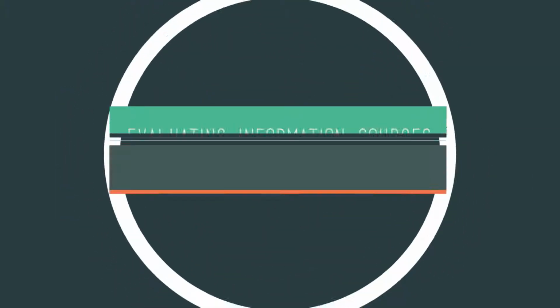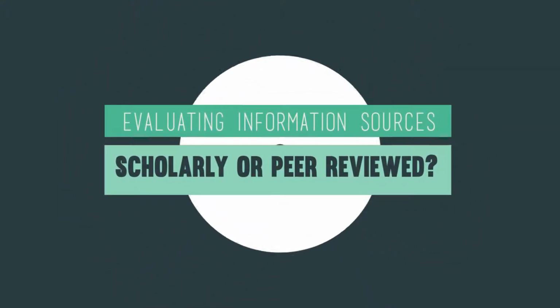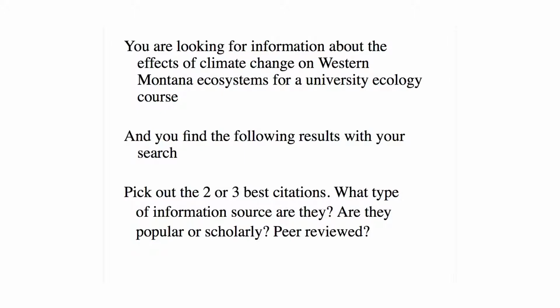If you have an assignment where you're looking for information about a particular topic for a university ecology course, in this case, the example is information about the effects of climate change on western Montana ecosystems, and you find a variety of search results, you're going to want to pick out the best ones.